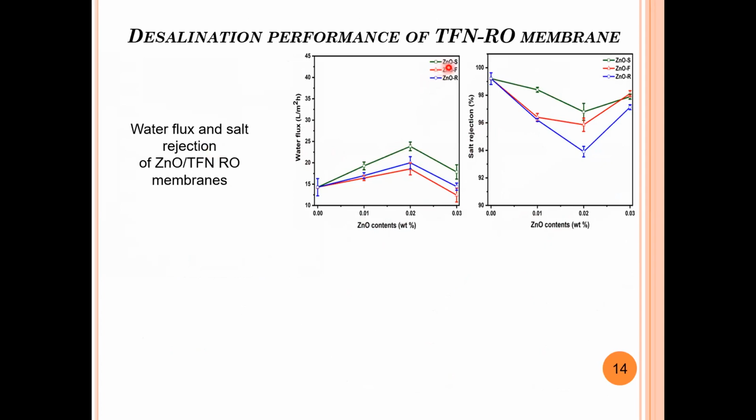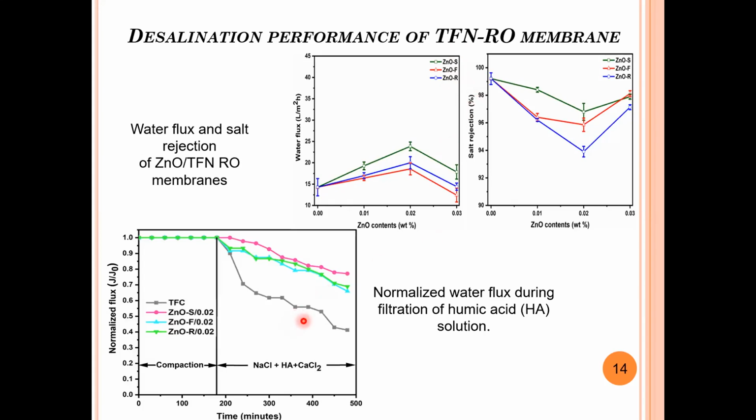You can see here ZnOS is really performing very well. The reason is that it has the smaller size ZnO nanoparticle, right? And also it has a higher affinity for adsorption of water, which makes the permeation of water really more through this particular membrane. If you notice the size also, the spherical particles have a very small size compared to the flower and rod shape. And similarly, if you see the normalized flux, the ZnOS spherical particle of 0.02 is showing very good results in terms of normalized flux.